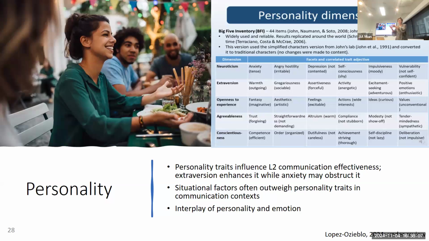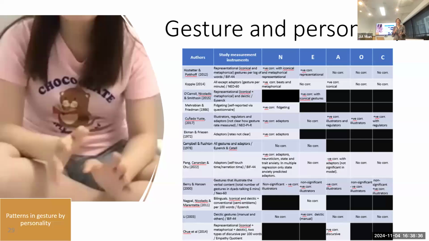And we also thought, okay, maybe personality is having an effect here. So personality is usually measured through the Big Five inventory. This is a test that is considered reliable, has been replicated around the world, and it has identified 5 personality dimensions. So we thought, okay, we'll use this as well and see whether there are any correlations with the gestures. This has been done before in gesture studies.